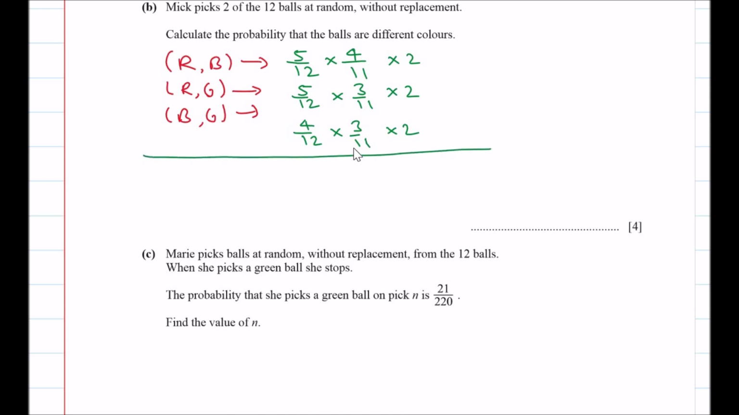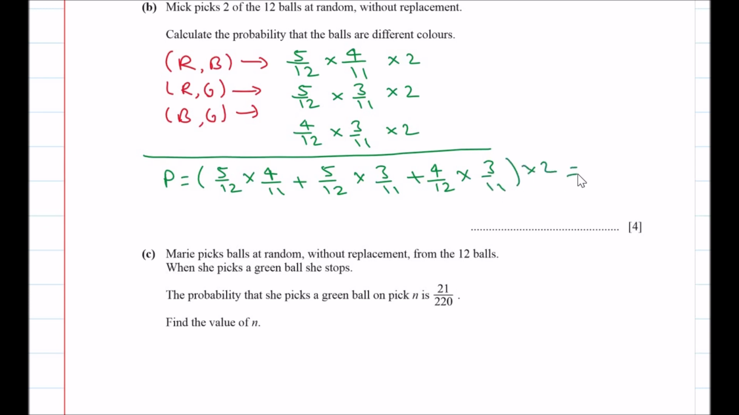So we need to calculate this 3 and add. So that can be written as probability equal to 5 by 12 into 4 by 11 plus 5 by 12 into 3 by 11 plus 4 by 12 into 3 by 11, and what answer you get, need to multiply by 2, and that gives us 47 by 66. So answer is 47 by 66.